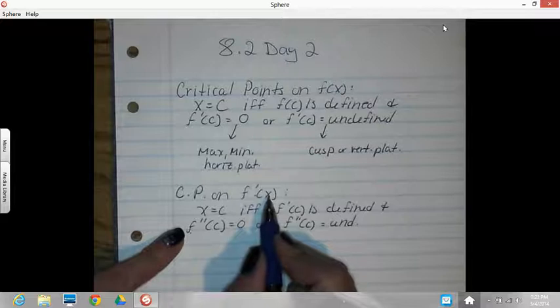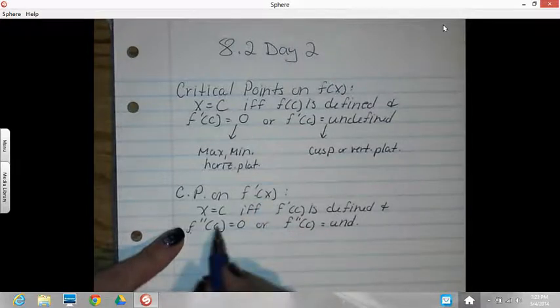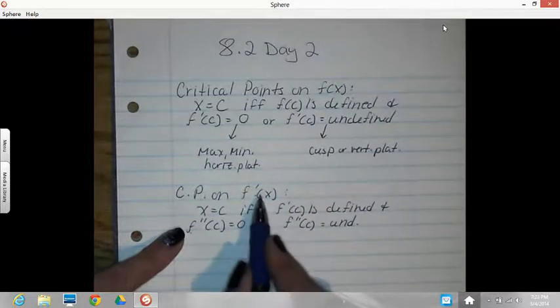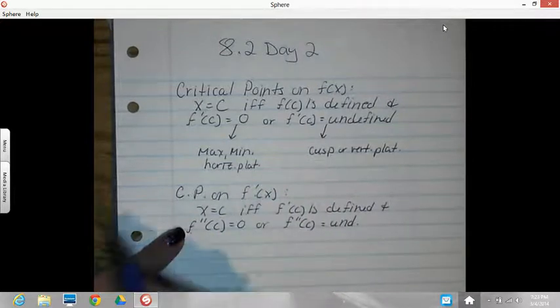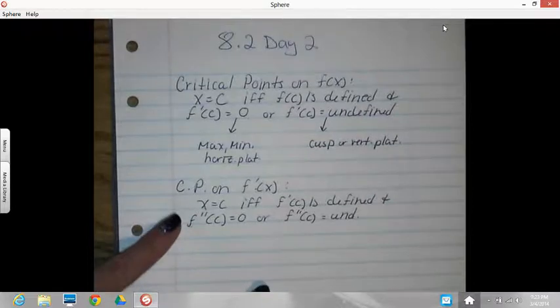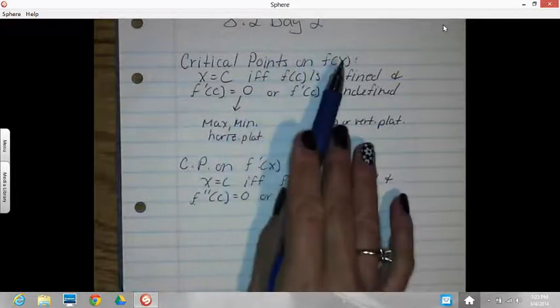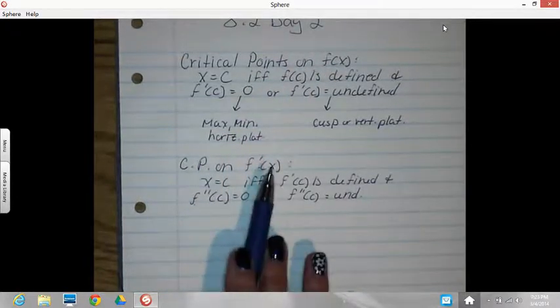vertical plateau. So these don't tell us anything about the original function. It tells us things about the derivative function. And we did not do that in those tables yesterday. So today's problems are all the same. They ask you to find critical points on the original function and its derivative function.